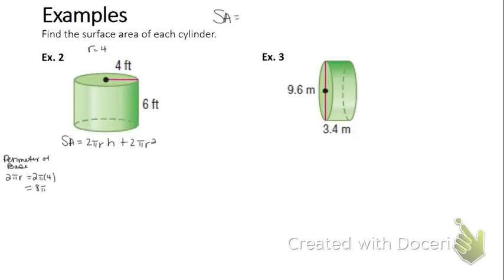And then we need to find the height. What is my height of this one? What connects my two circular bases together? My circular bases are here and here, so 6 is definitely connecting those. Good job, Lindsay. So 6 is that.